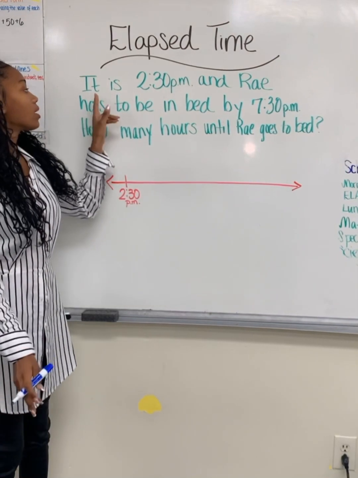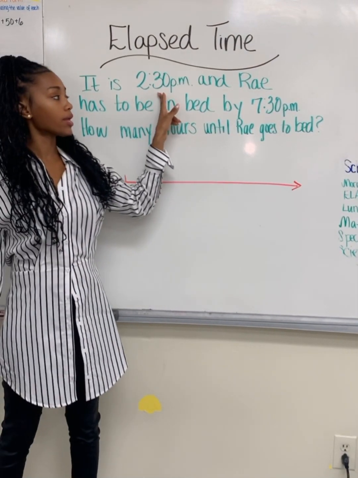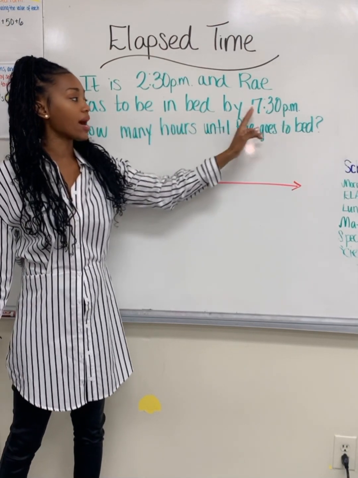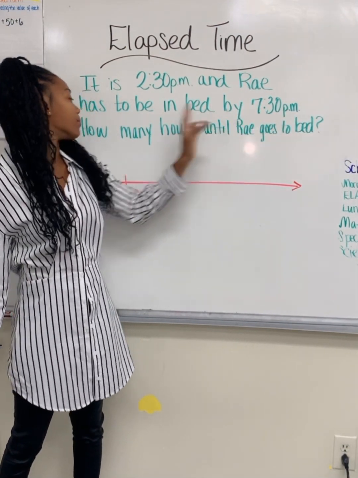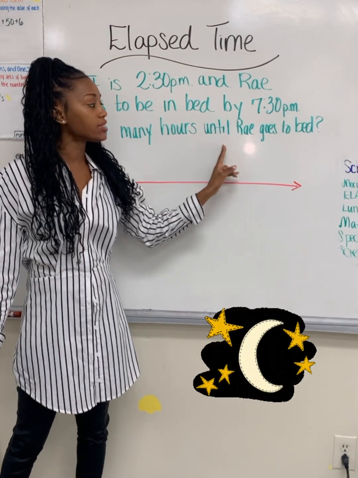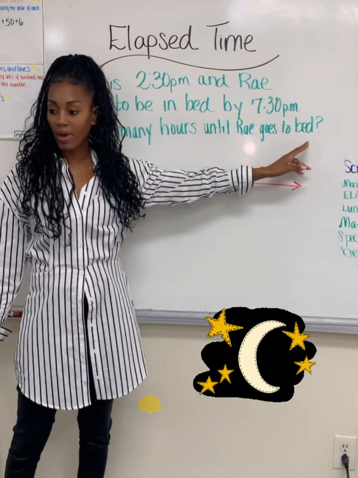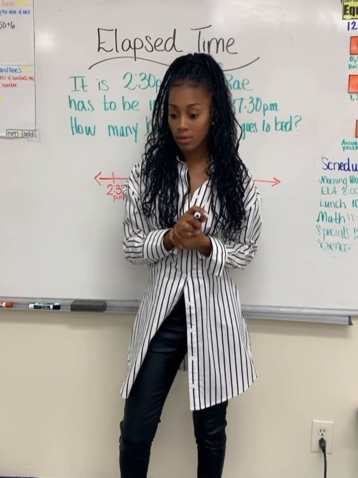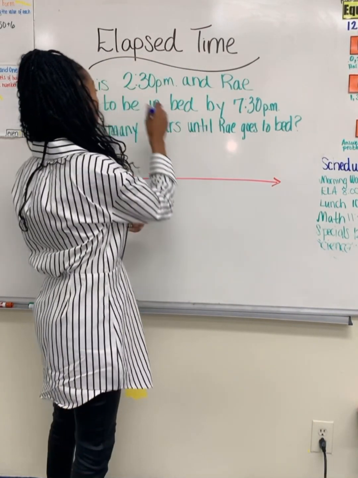Here we go. It is 2:30 p.m. and Ray has to be in bed by 7:30 p.m. How many hours until Ray goes to bed? Tell me what numbers we're working with today. Yes, 2:30 p.m. and 7:30 p.m. Very good.